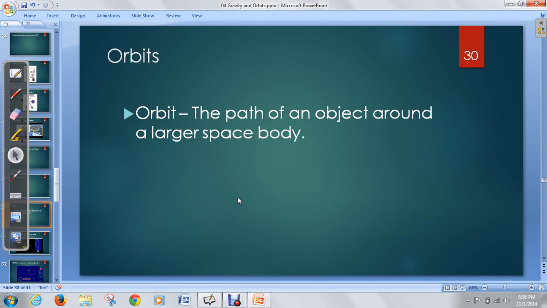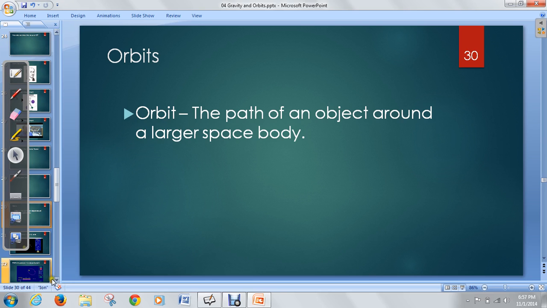In this podcast, I want to go over the last part of the gravity and orbits chapter, which is orbits. You probably already know what an orbit is: it's the path of an object around a larger space body. So the moon orbits the Earth, the Earth orbits the sun, and the sun orbits the center of the galaxy. All these objects orbit around each other; they have a path around a larger space body.